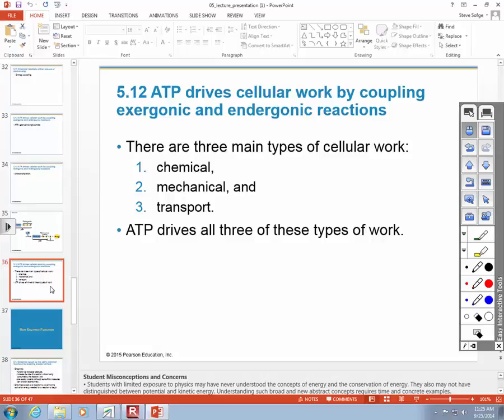Okay. So for transport, we need to transport stuff in and out of cells. We have active transport. We spend energy to move things into cells or out of cells against the concentration gradient. In all of these, what we're using as an energy source will be the ATP.